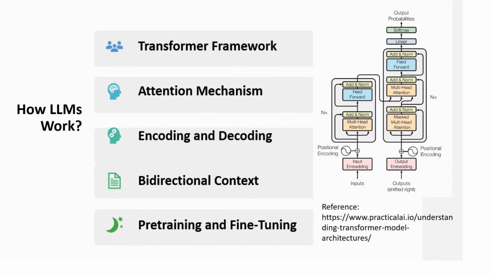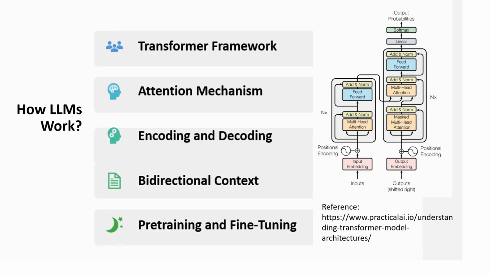Third is encoding and decoding. Text is processed in these two stages. First, in encoding, by using embeddings, input text is turned into numerical data. Now the model uses this numerical data to generate text output.